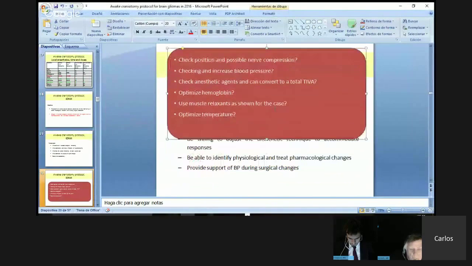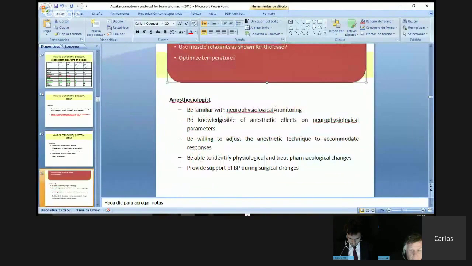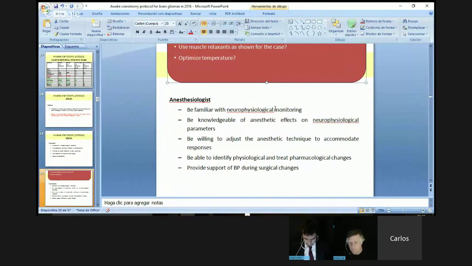We need an anesthesiologist who is familiar with neurophysiological monitorization, is knowledgeable of anesthetic effects on neurophysiological parameters, is willing to adjust the anesthetic techniques to accommodate response, is able to identify physiological and treat pharmacological changes, and provide support of blood pressure during surgery.